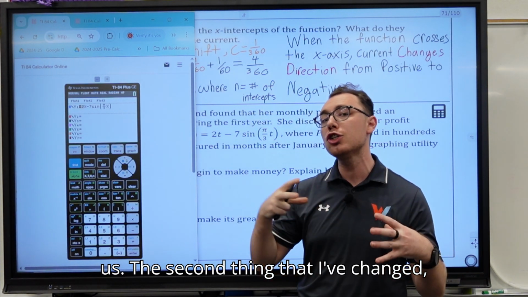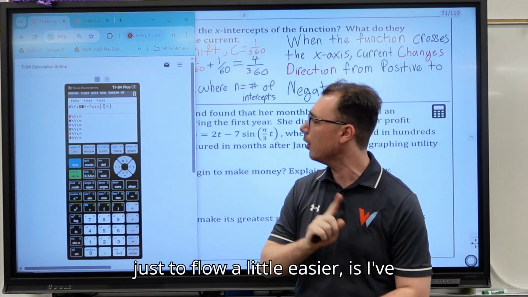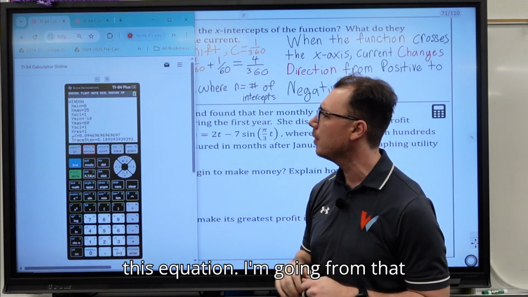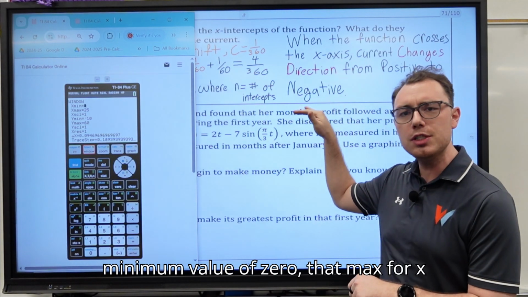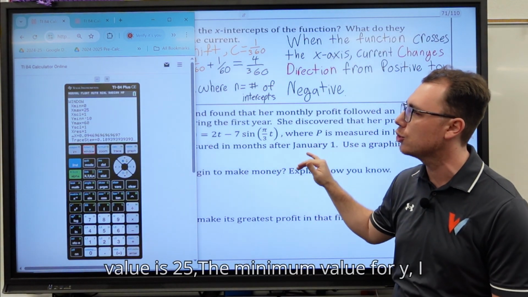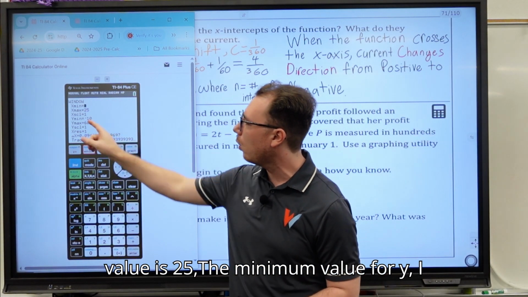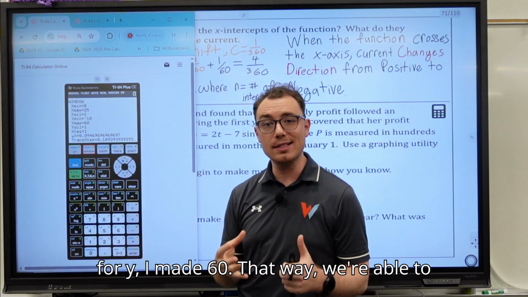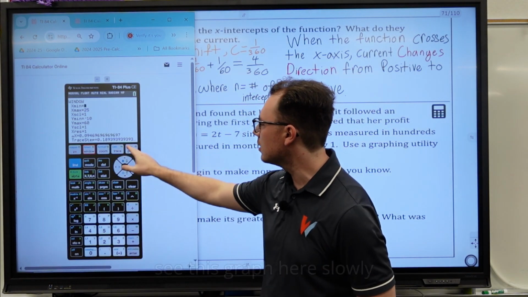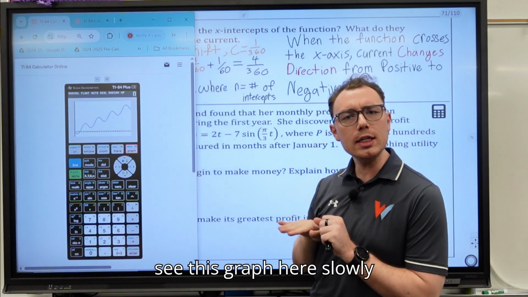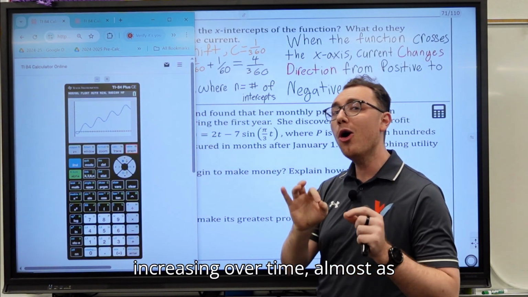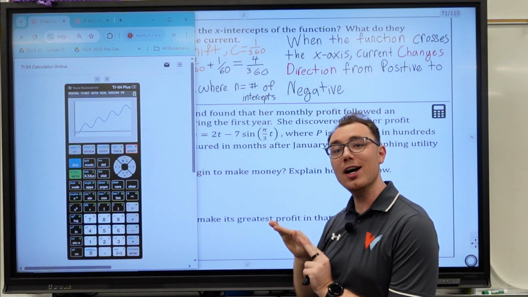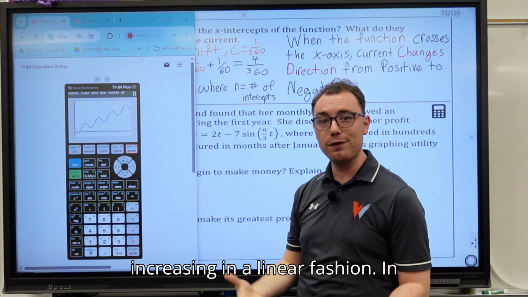The second thing that I've changed, just to flow a little easier, is the window in which I'm viewing this equation. I'm going from that minimum value of 0, and the max for x is 25. The minimum value for y, I made negative 10, and the maximum value for y, I made 60. That way we're able to see this graph slowly increasing over time, almost as if this sine wave is increasing in a linear fashion.